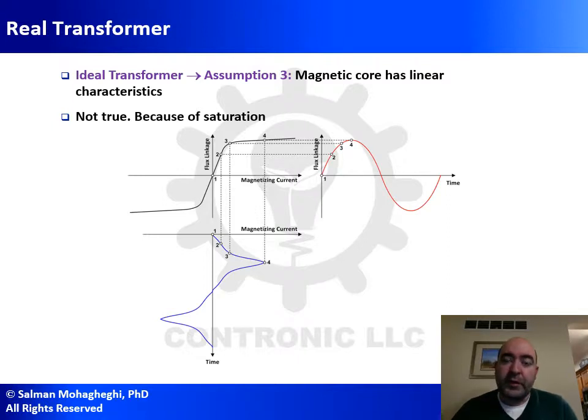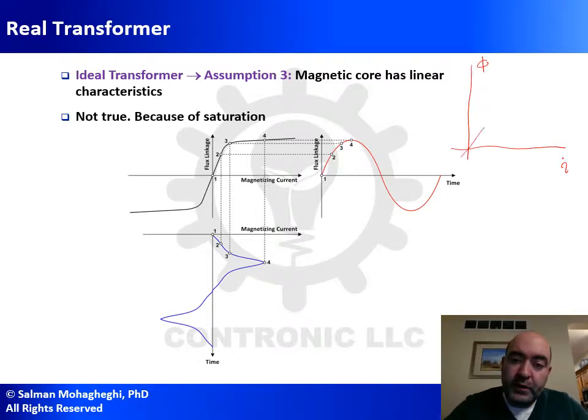You're going to have to increase the current by a lot more than that in order to get even a little bit of increase in flux. This is because of saturation. Now, before we get to this diagram that I'm showing on this slide, let me explain it to you here. So let's say I have the flux versus current relationship here. If everything was linear, the relationship would have been a straight line.